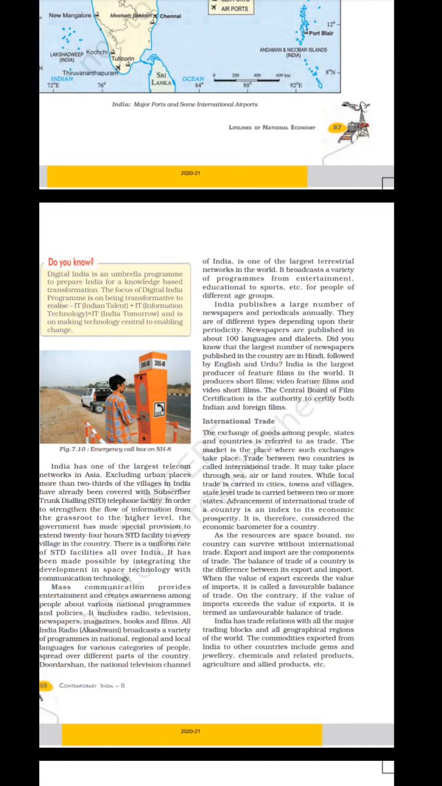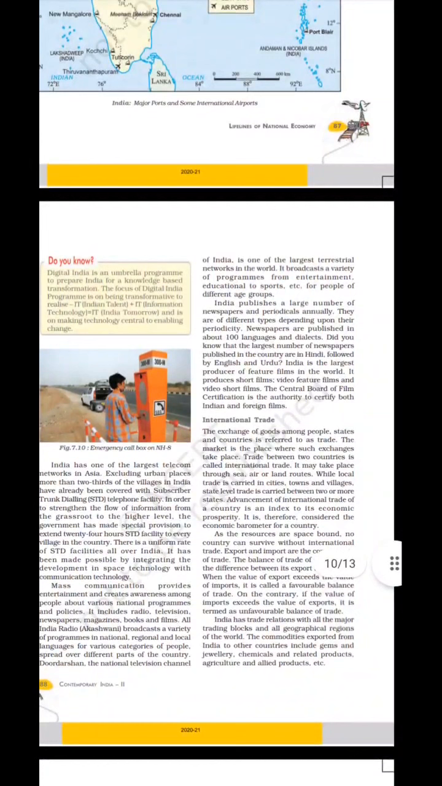Export and import are the components of trade. The balance of trade of a country is the difference between its export and import. When the value of export exceeds the value of imports, it is called a favorable balance of trade. On the contrary, if the value of imports exceeds the value of exports, it is termed as unfavorable balance of trade.